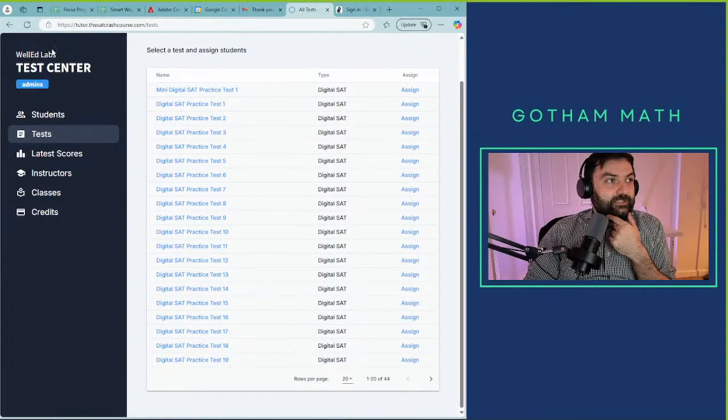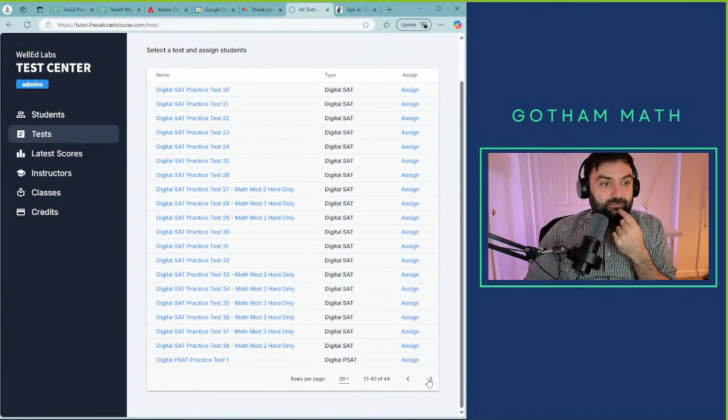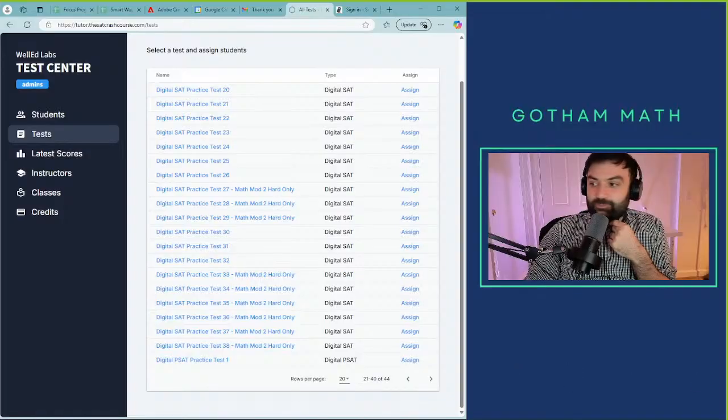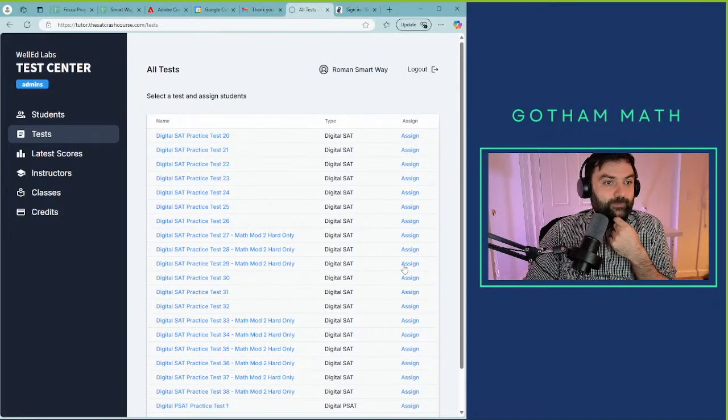So this is how my side, the admin side, looks. As you see, this is how many tests there are. There's even the PSAT here, which is going to be pretty useful for the PSAT students. All I do is assign the test, and there we go.